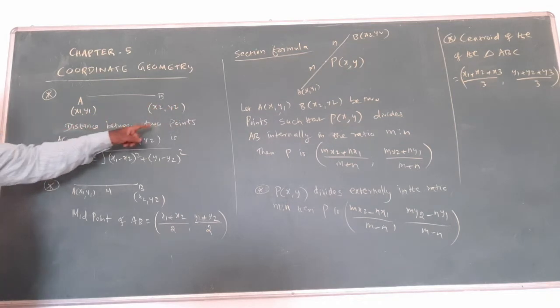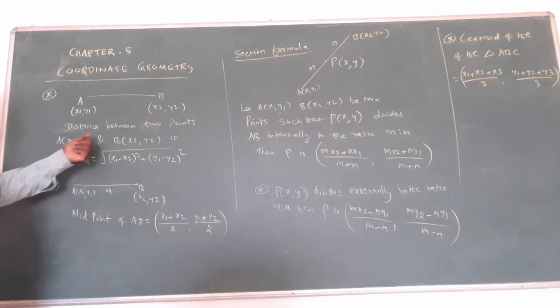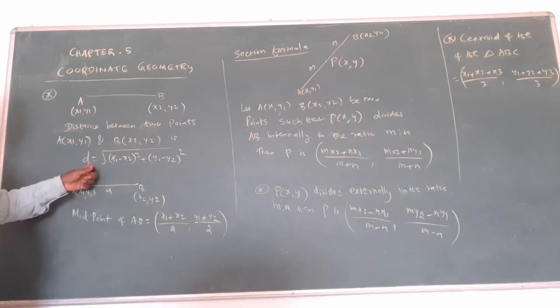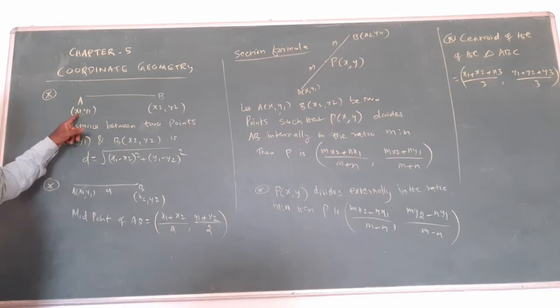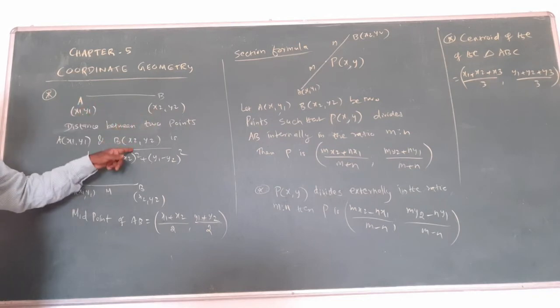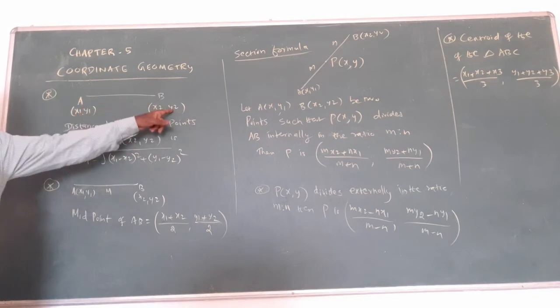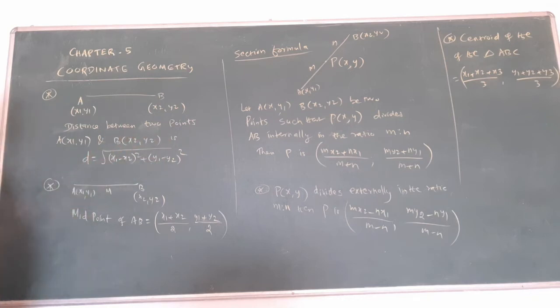The distance between 2 points A(x1, y1) and B(x2, y2) is, what is the formula? AB is equal to root of the first point minus first point whole square plus second point minus second point whole square. So then 2 points are given.